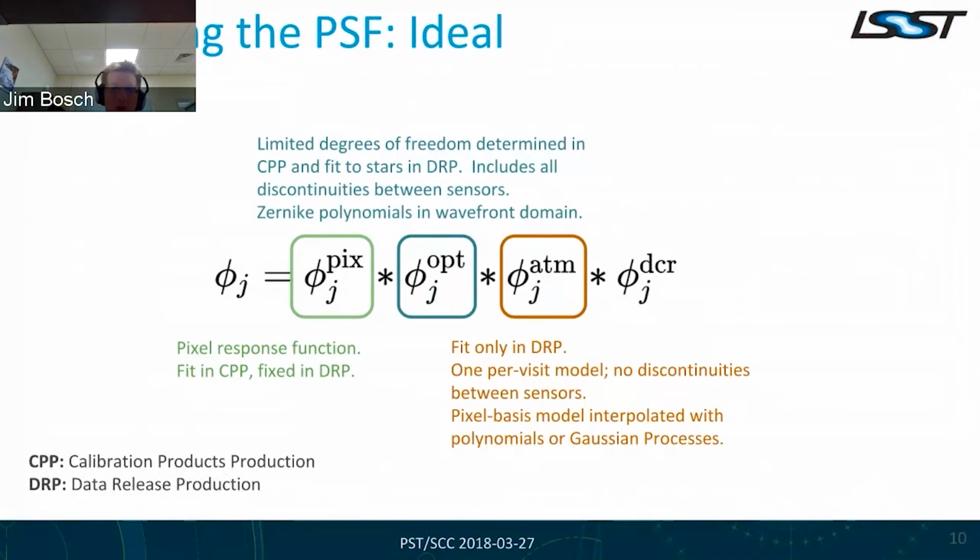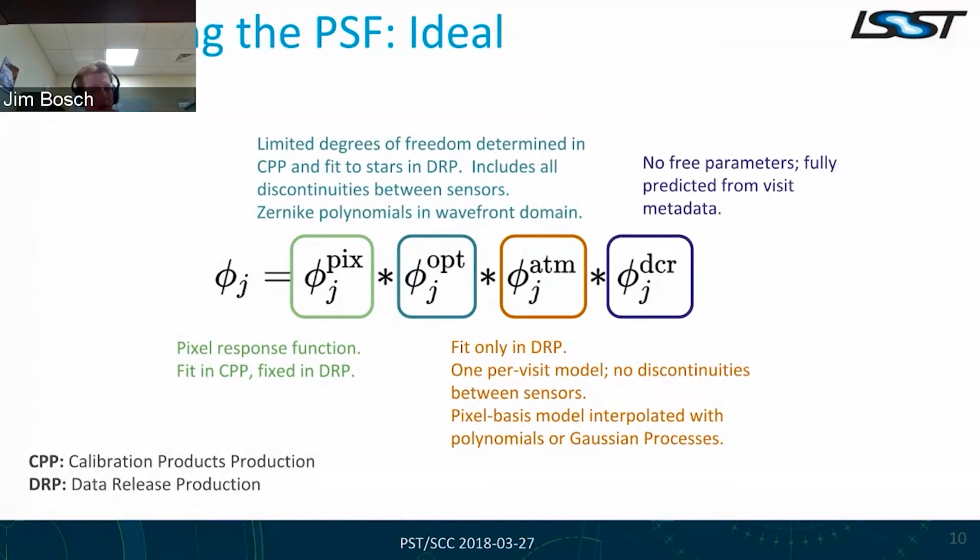Because the discontinuities between sensors are handled in the optical part, this should not have to have any discontinuities between sensors. I don't think that's really ever been demonstrated, certainly not at the level that we need to do it, but it should be possible. And for this, we're thinking something like a pixel basis model that's interpolated either with polynomials or Gaussian processes.